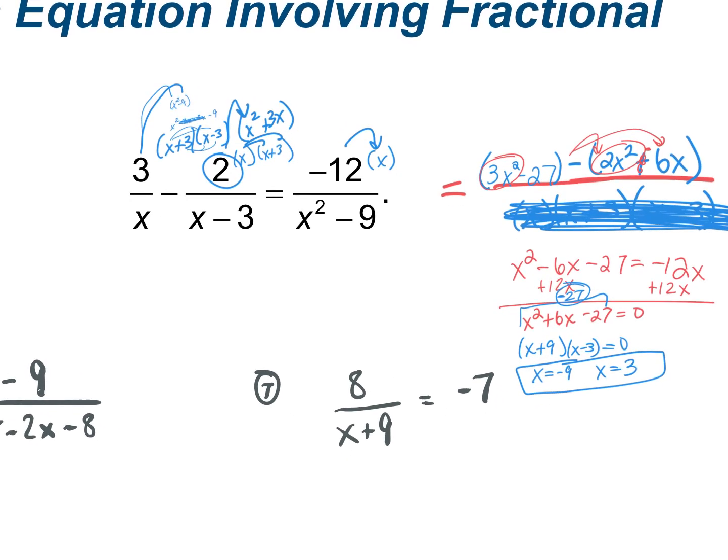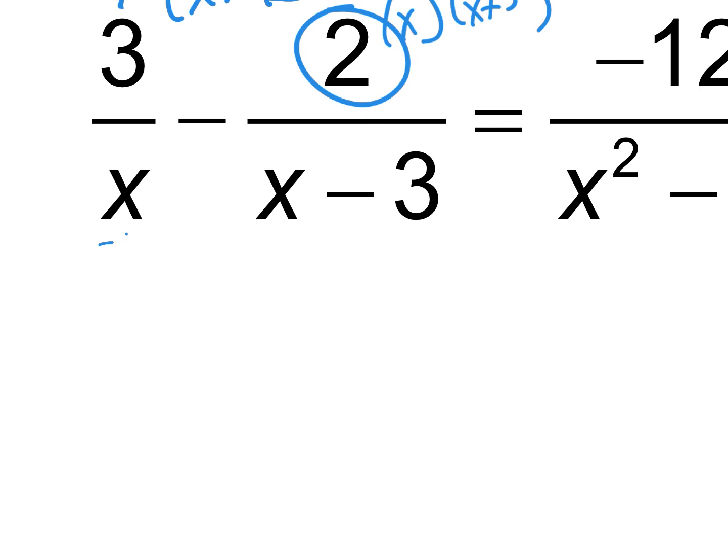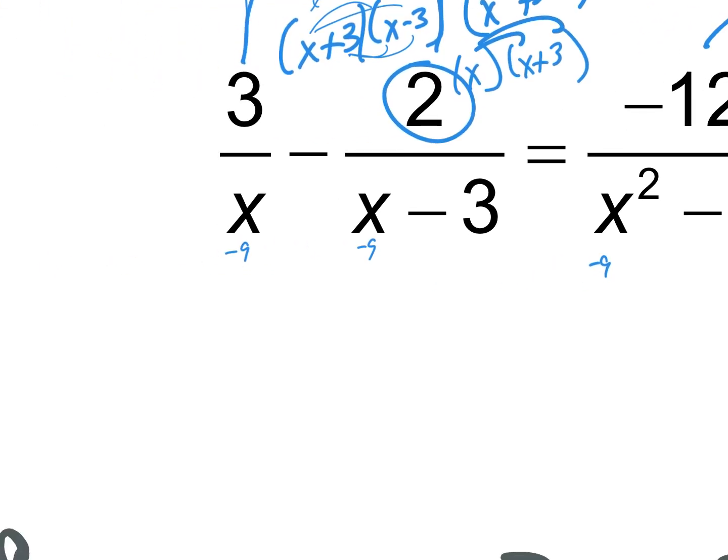So I found one of my answers to be negative 9. If I put negative 9 in here, just check to see. That's fine. Negative 9 minus 3, that doesn't give me 0, right? Negative 9 squared is 81 minus 9. So negative 9 won't make my denominator 0, correct? Okay, so that's good. What about 3? If I put 3 here, that's okay. What about if I put 3 here? What's 3 minus 3? 0.